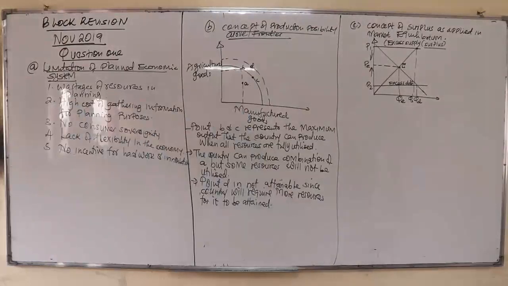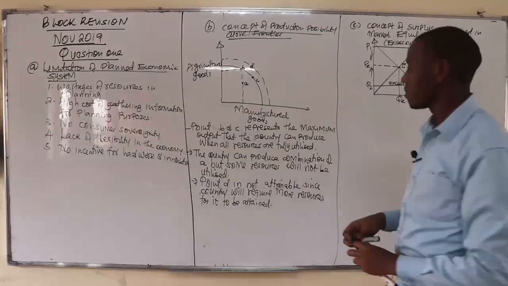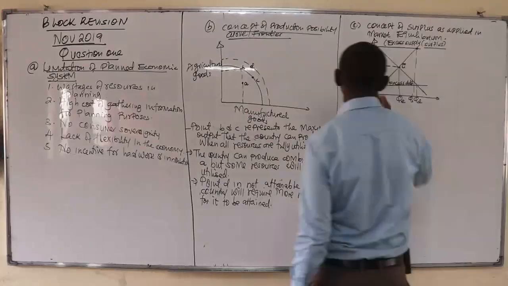the concept of surplus, and that is on what we call the consumer equilibrium. Now, question number 1D. This was C. So let's get to D.